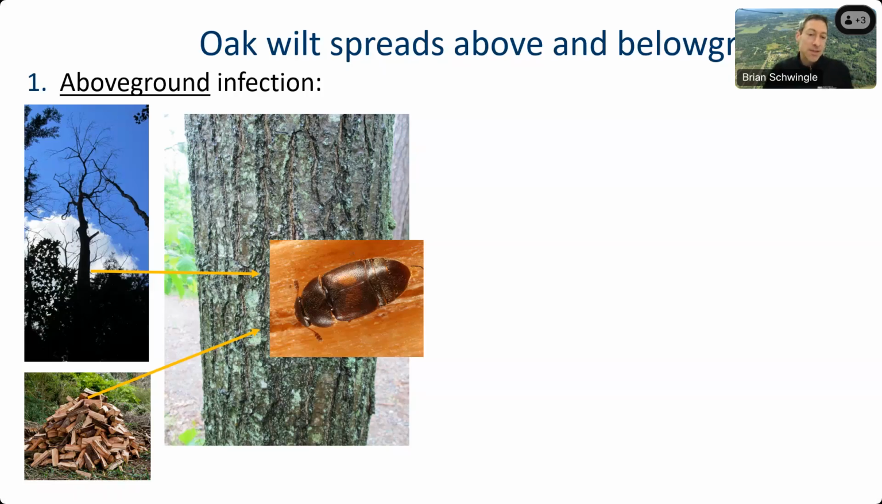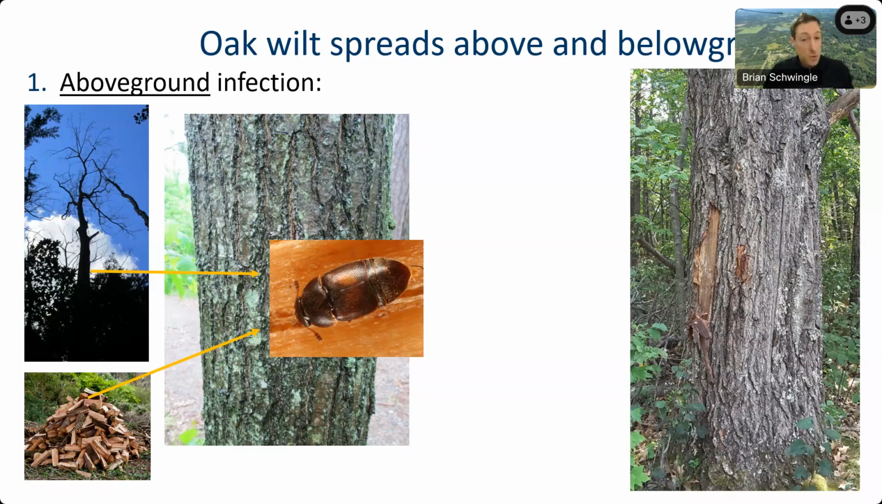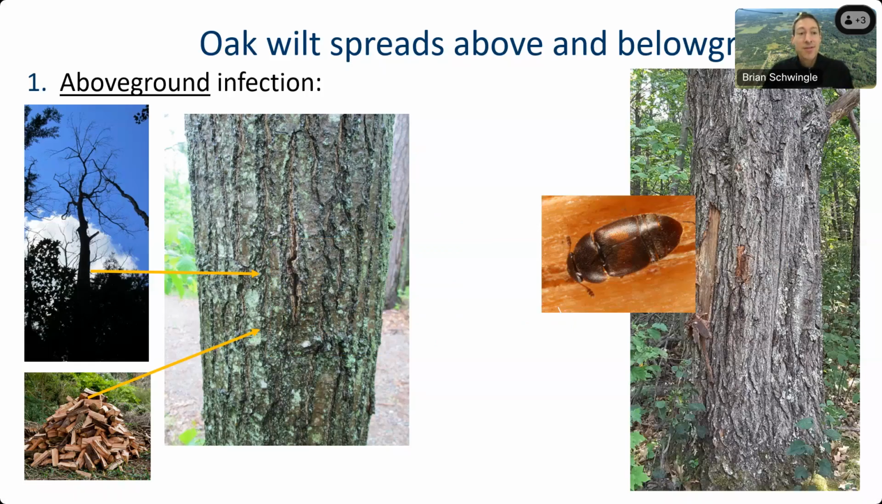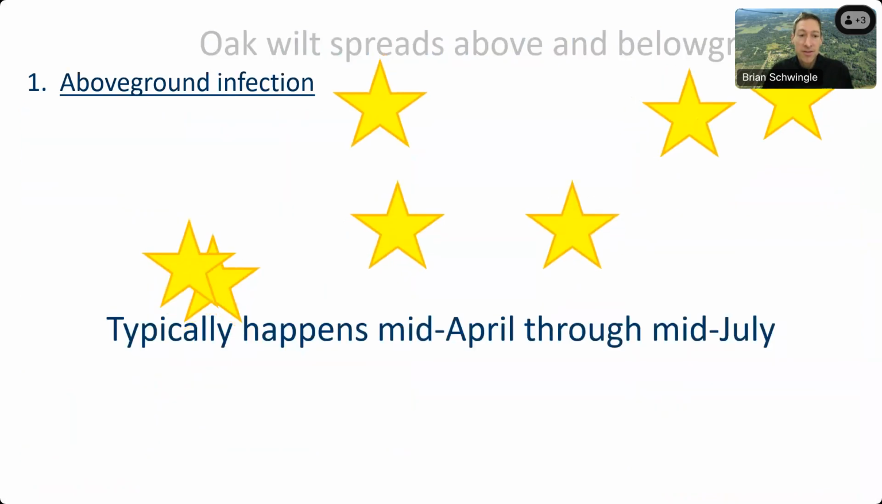Now these sap beetles inadvertently pick up those oak wilt fungal spores. They're also attracted to fresh wounds. You can see there's a wound here on this oak on the right. They're attracted to that and they inadvertently drop off those spores. The spores germinate and grow in the wood tissue, in the sapwood, and that's how above ground infection starts.